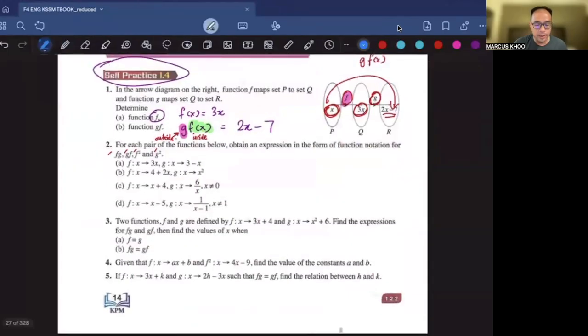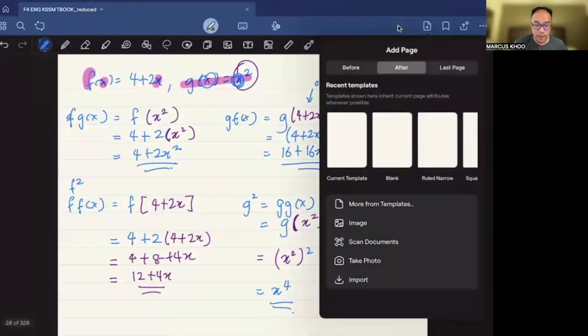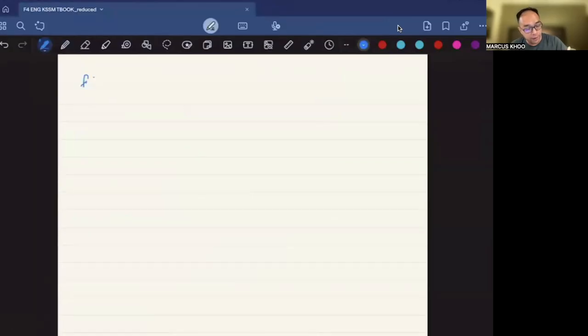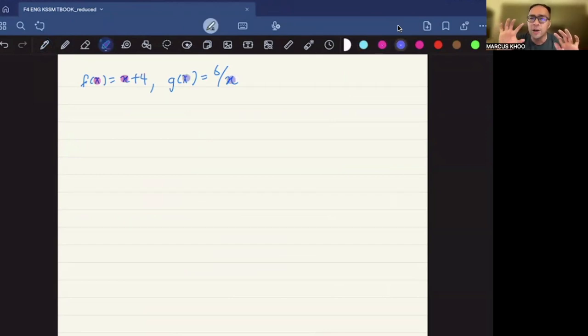The third one is x plus 4 and 6 over x. f(x) equals x plus 4, g(x) equals 6 over x. No sweat. Just remember, this is the object, this is the object. Whatever the object is, the object goes into the function. That's the important thing.